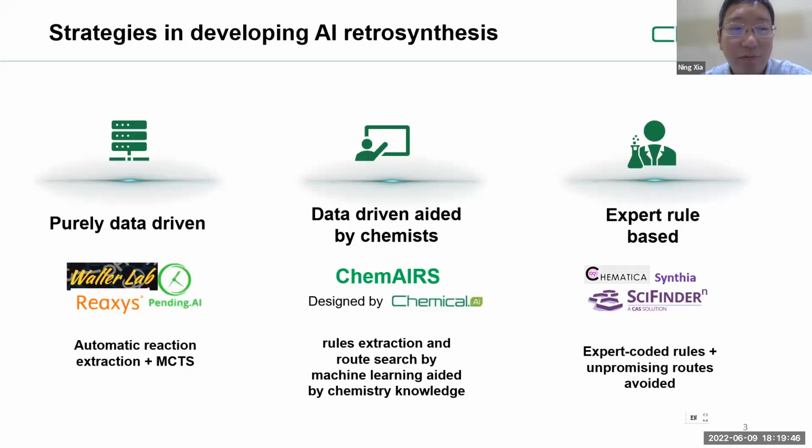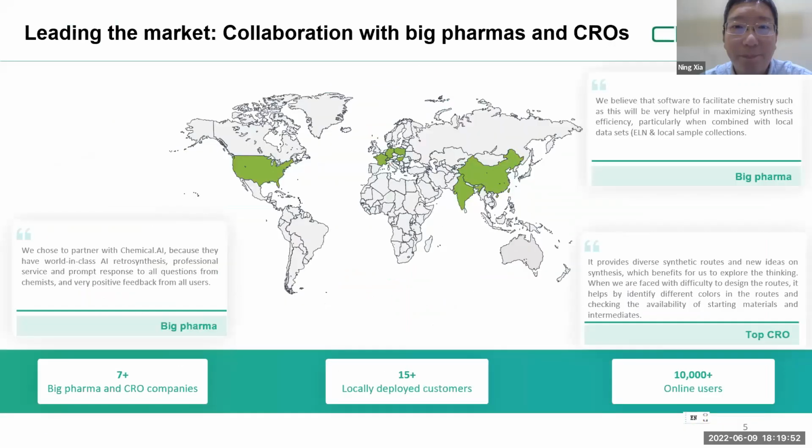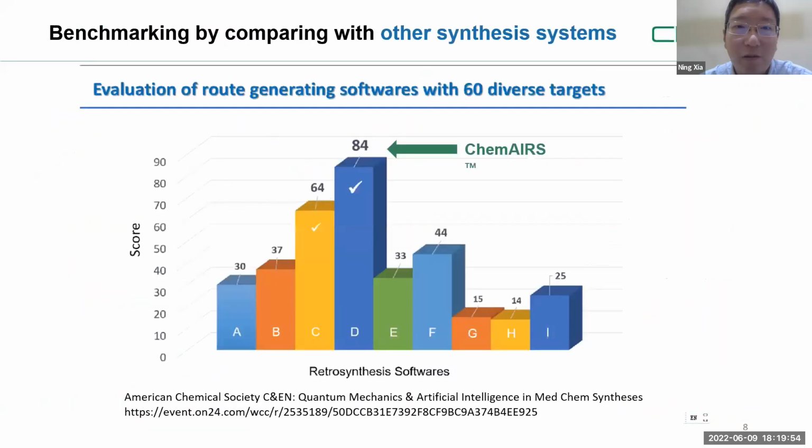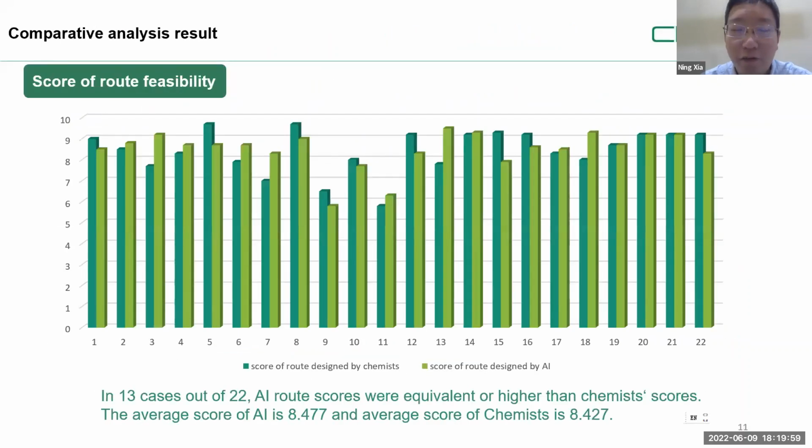Yeah, I don't know if it's the correct answer, but as we made some internal benchmarks, we found our system is really the first one to reach the level of an experienced human chemist. So I think this is the biggest difference. I don't know if that answers your question. Thank you.